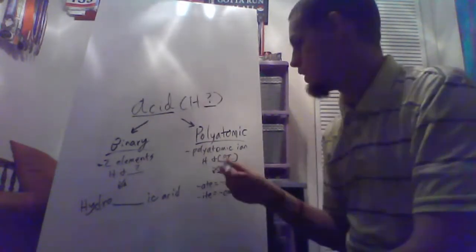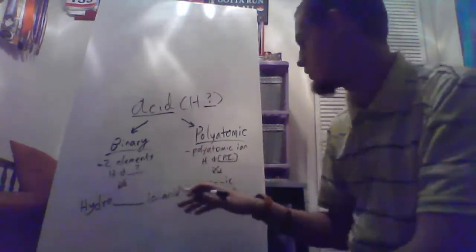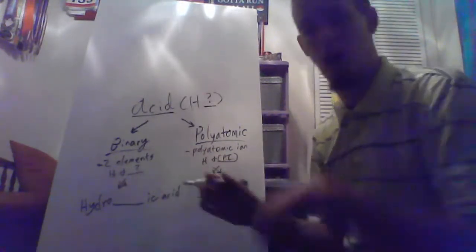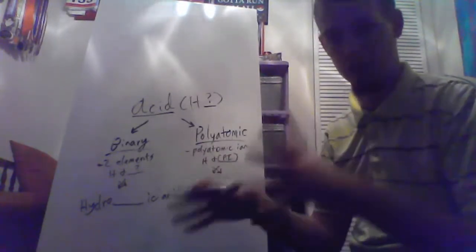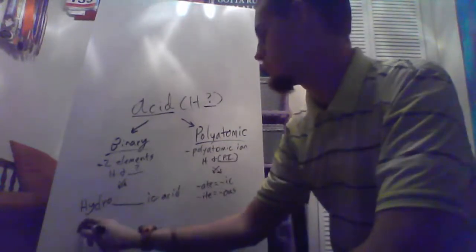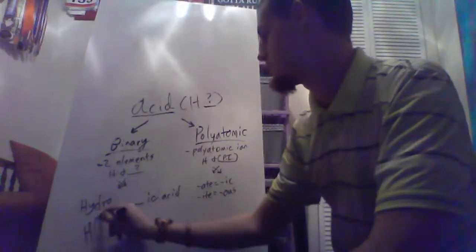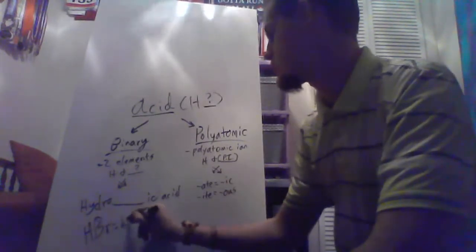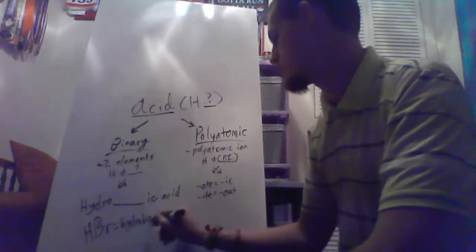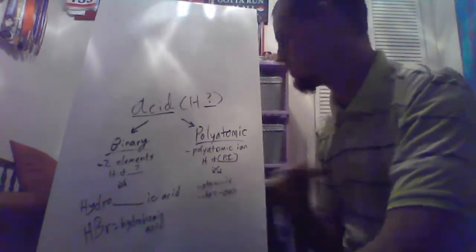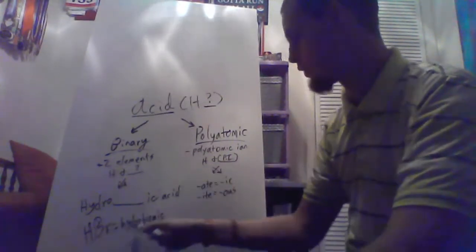So with these, not too bad. And again, you're going to crisscross everything. Every single time. All compounds crisscross all the time, unless it's covalent. Covalent has its own set of rules. So with this, for example, HBr is hydrobromic acid, because hydrobromine becomes bromic.